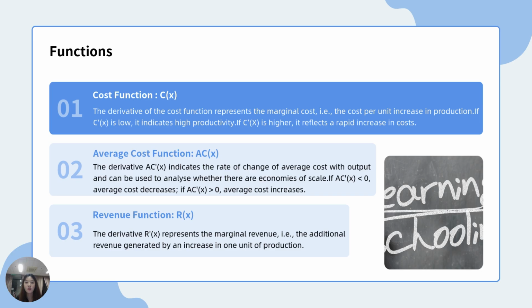Functions. 1. The cost function is written in the form of C(x). The derivative of the cost function represents the marginal cost, i.e., the cost per unit increase in production. If the derivative of C(x) is low, it indicates high productivity. If the derivative of C(x) is higher, it reflects a rapid increase in cost.